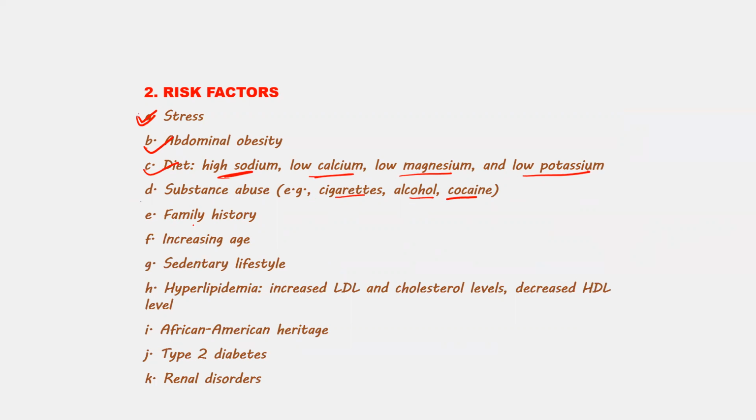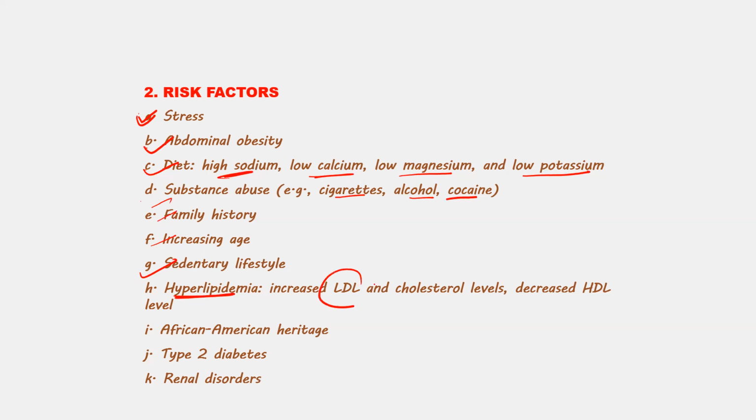Family history. People having hypertension in their family tree will have more chance of getting hypertension. Increased age. As the age increases, the ability of the heart to pump the blood will be the same, but here the vascular resistance may differ. Sedentary lifestyle. A sedentary lifestyle can lead to an increase in the blood pressure.